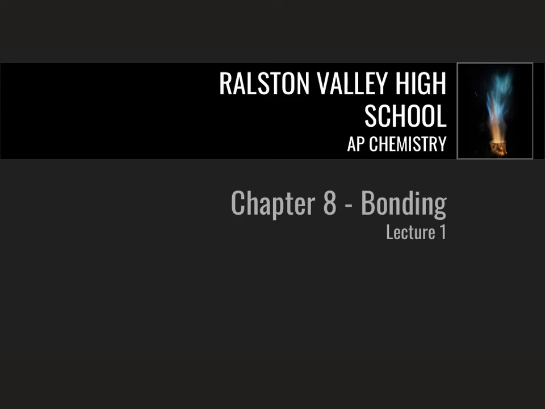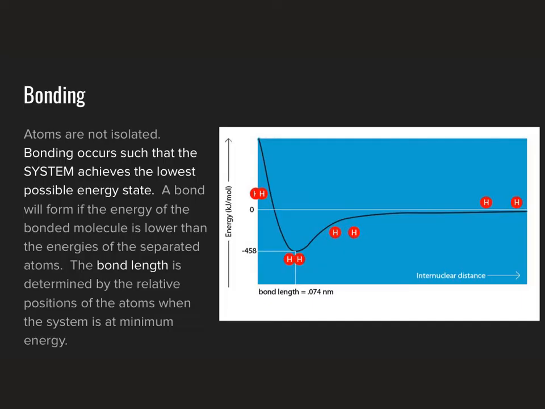All right, ladies and gentlemen, you are about to watch Chapter 8, Unit 1 on bonding from Ralston Valley High School's AP Chemistry online lecture series. We'll be looking at an introduction to different types of bonding in this lecture. We'll discuss in greater detail ionic bonding models, and we'll finish up this lecture with a discussion of a type of calculation called a lattice energy calculation. So without any further ado, let's go ahead and get started.